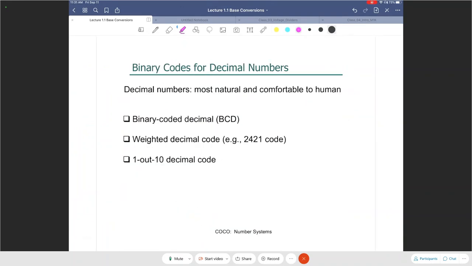Binary codes. Now for decimal numbers, we know that humans are very comfortable with decimal numbers, right? You guys have been doing this since elementary school. The symbols in decimal numbers are 0 through 9, right? You can represent 0 through 9 using binary coded decimal, or using the 2421 code, which is a weighted decimal code, or using the 1 out of 10 decimal code. We will take a look at an example of that.